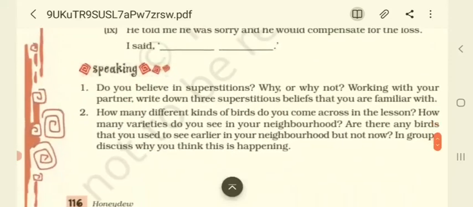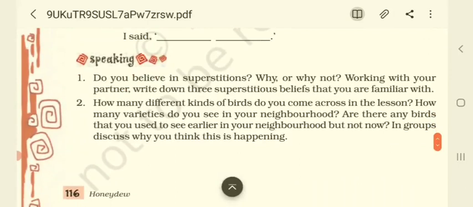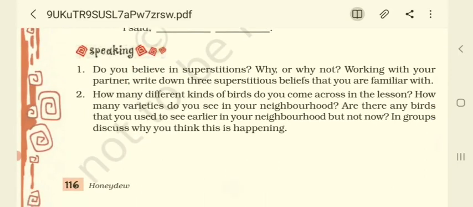There are 9. Now speaking section. Do you believe in superstition? Superstitions basically are false beliefs which do not have exact scientific reference. Okay. Why or why not? Working with your partner, write down 3 superstitious beliefs that you are familiar with. See, many people have different sorts of superstition. For example, if a cat runs by, some people do not prefer to cross the road, isn't it? So there are so many.